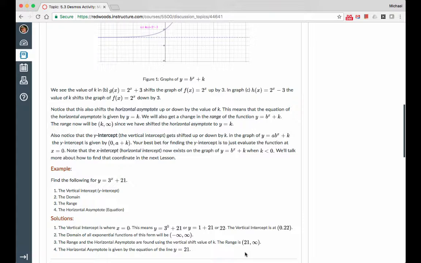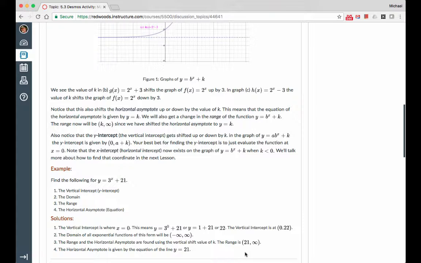Also note that the x-intercept, or your horizontal intercept, now exists on the graph of y equals b to the x plus k when k is less than 0. We'll talk about that more, and how to find it, in the next lesson.